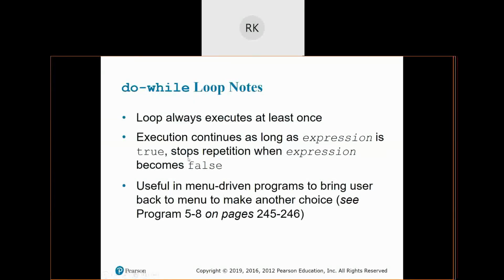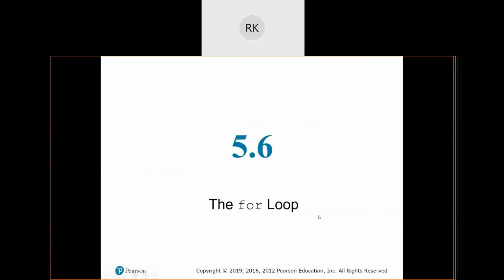This example you can learn by yourself. The do while loop always executes at least once, and execution continues as long as the expression is true, exactly like the other. Once it becomes false, it will stop. It is also used in a menu driven program. Menu driven, I already told you last time. Should be okay.